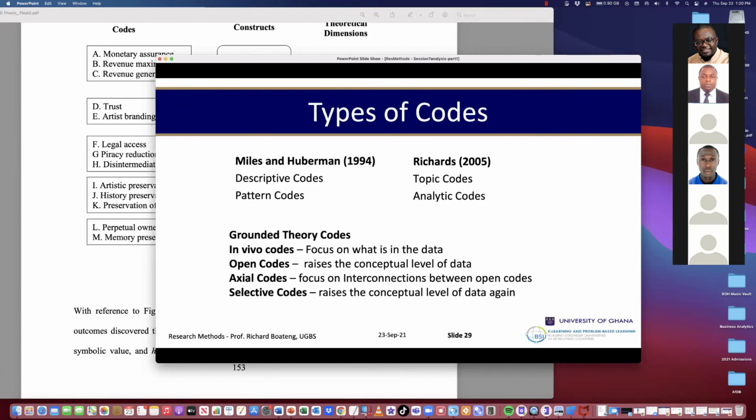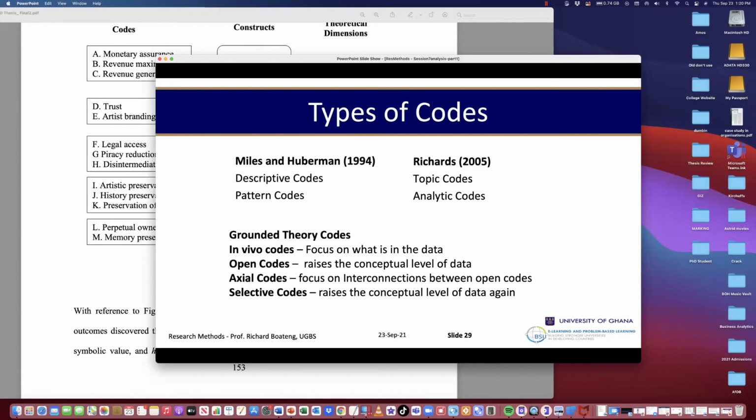Okay, so the naming of the codes comes from different authors. Miles and Huberman just use descriptive codes and pattern codes, but Richards 2005 uses topic codes and analytic codes. Then grounded theory uses in vivo codes, open codes, axial codes, and then selective codes. So the names and types of codes all depend on who you are talking about. Miles and Huberman and Richards use descriptive and topic codes, and then pattern codes and analytic codes come at the second level.